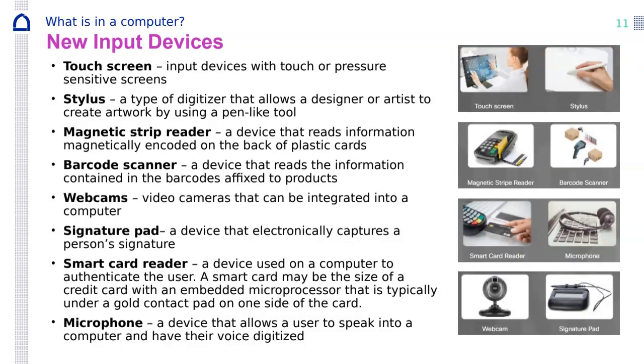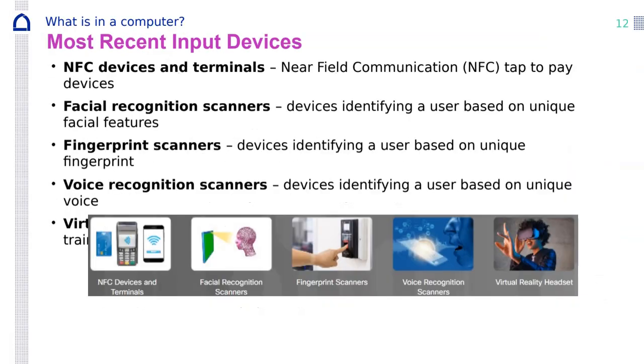Barcode scanner. Have you seen a barcode? You go to the shop. Webcam, signature pad at the bank, smart card reader, and microphone. We already talked about microphone. We have also NFC devices and terminals. NFC is the abbreviation of near field communication, such as the one you use to pay. You just tap your card.